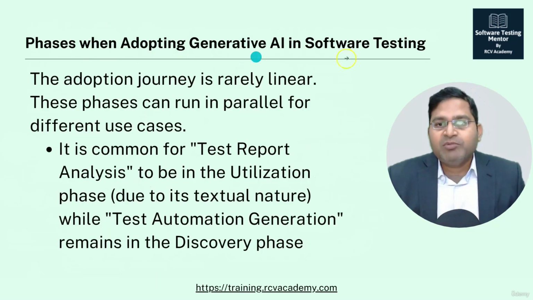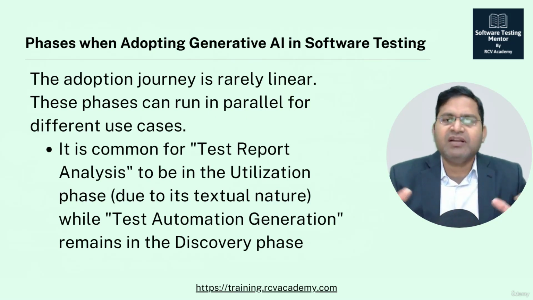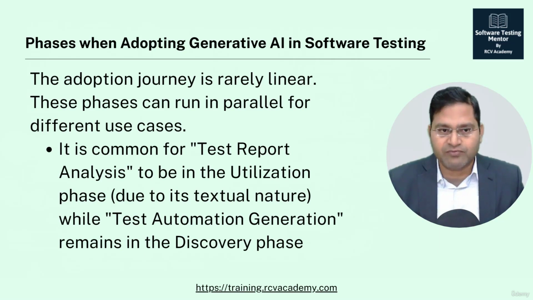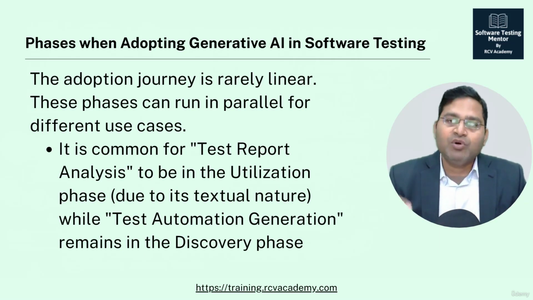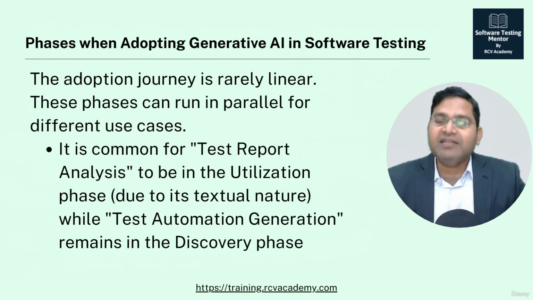Then, phases when adopting generative AI. The adoption journey is usually not linear. So it's not like you go phase 1, phase 2, phase 3. These phases can run in parallel as well for different use cases. For example, it is common for test report analysis to be in the utilization phase due to its textual nature, while test automation generation remains in the discovery phase. Okay, so the phases that we have discussed might run in parallel.